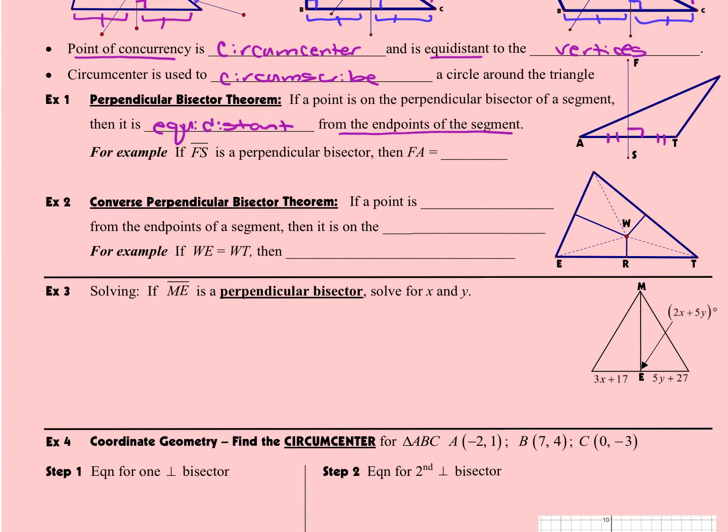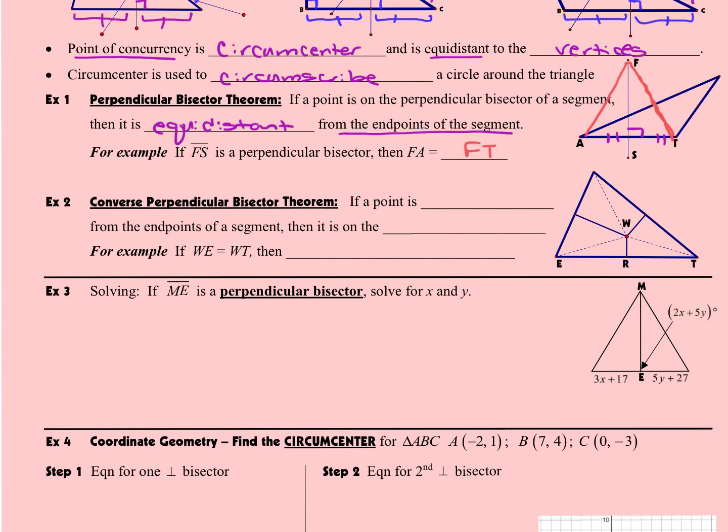Now, if this point F is on the perpendicular bisector, clearly here, what that means is that if I drew in FA and FT, these two segments would be congruent. So FA is going to equal FT, because any point along this perpendicular bisector will be equidistant from these endpoints.